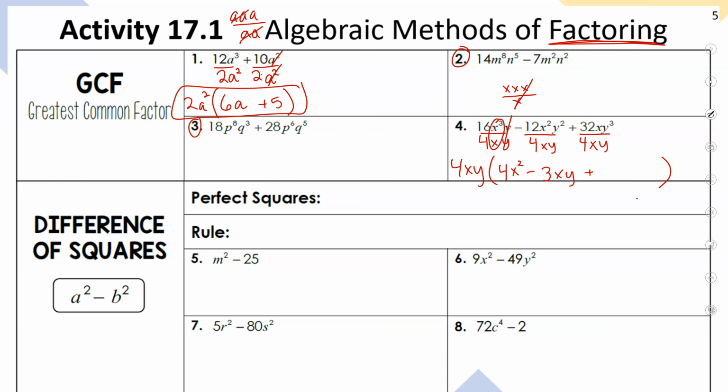32 divided by 4 is 8. These x's cancel out. I have 3 y's on top, 1 in the denominator. That leaves me with 2 y's, so y squared. And that's your final answer. So you guys will be doing number 2 and number 3, same process, okay?